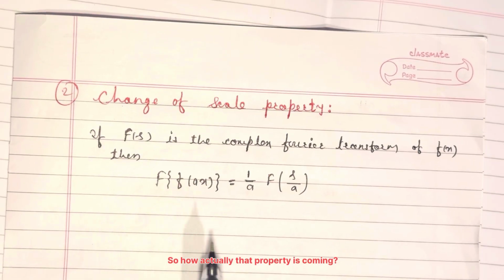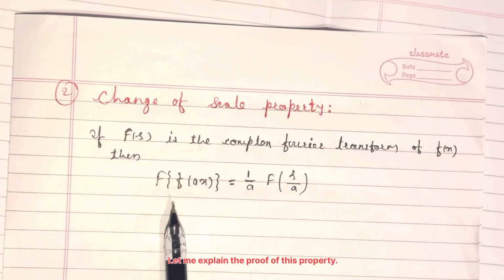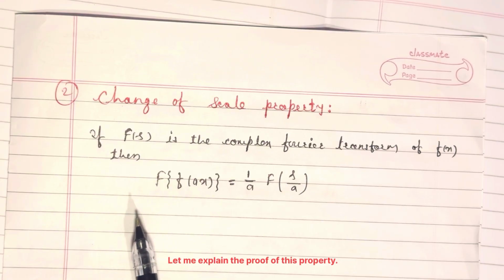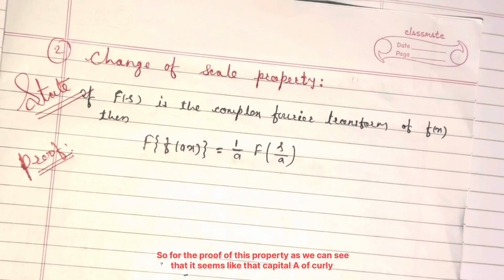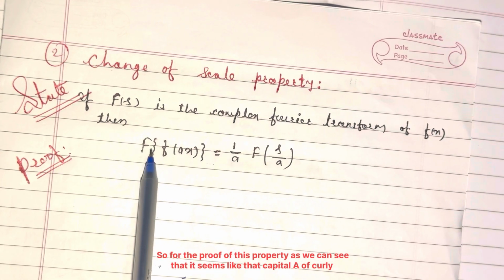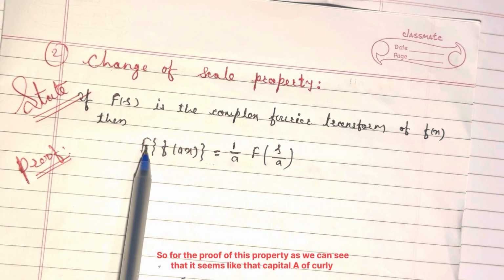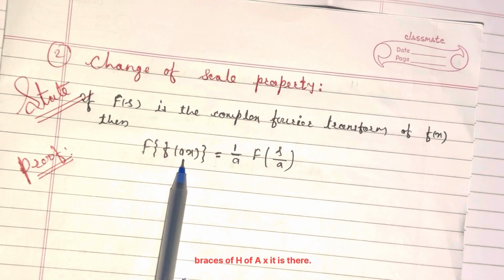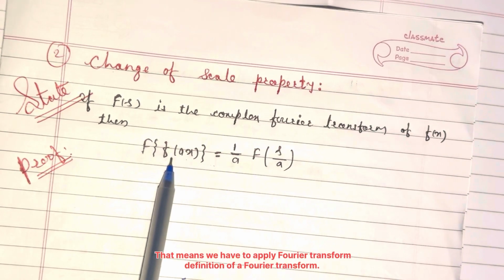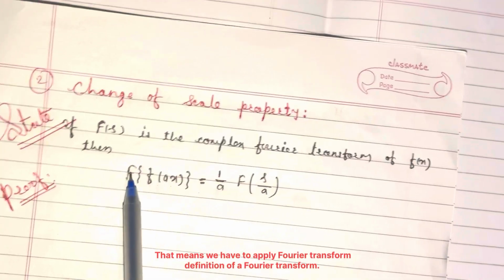So how is that property coming? Let me explain the proof of this property and understand the logic behind it. For the proof, as we can see, we have capital F curly braces f of ax, which means we have to apply the definition of the Fourier transform.